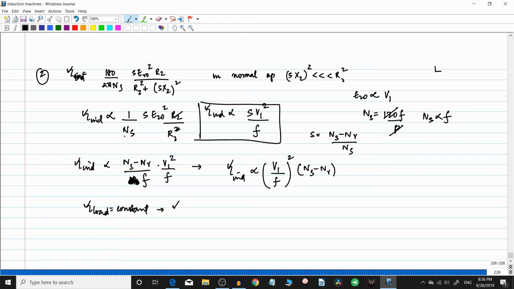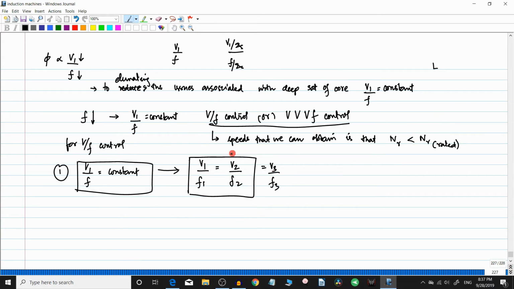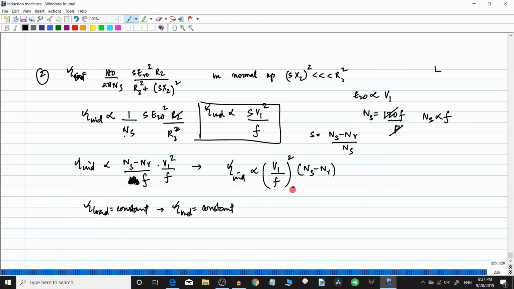That means for the induced torque to be constant, in this equation for V by F control, the first term has to be constant, that is V1 by F has to be constant. That we have already seen, right? And that same conclusion we can derive from this expression also. So for torque induced to be constant, V1 by F has to be a constant value. Also, not only V1 by F has to be constant, this also has to be constant. That is, Ns minus Nr should also be equal to constant.